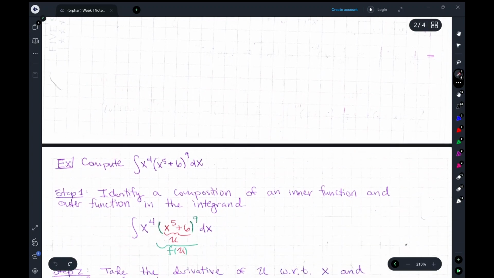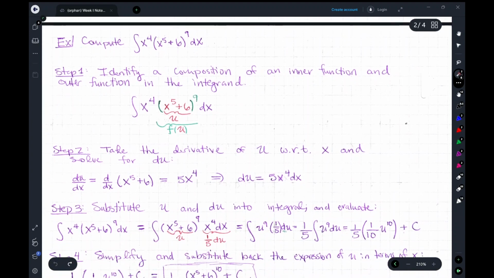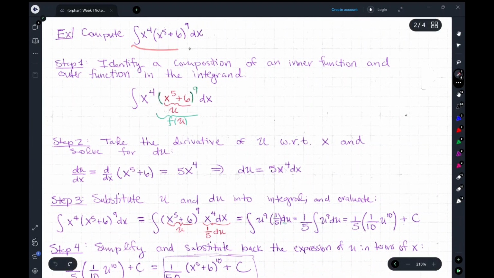Okay, so let's take a look at a concrete example. We want to compute that integral right there. Now let's look at that and see why it's amenable to integration by substitution. First, I have some complicated expression, it's not so simple, x to the 5th plus 6, and it's being composed into an exponent to the power of 9.